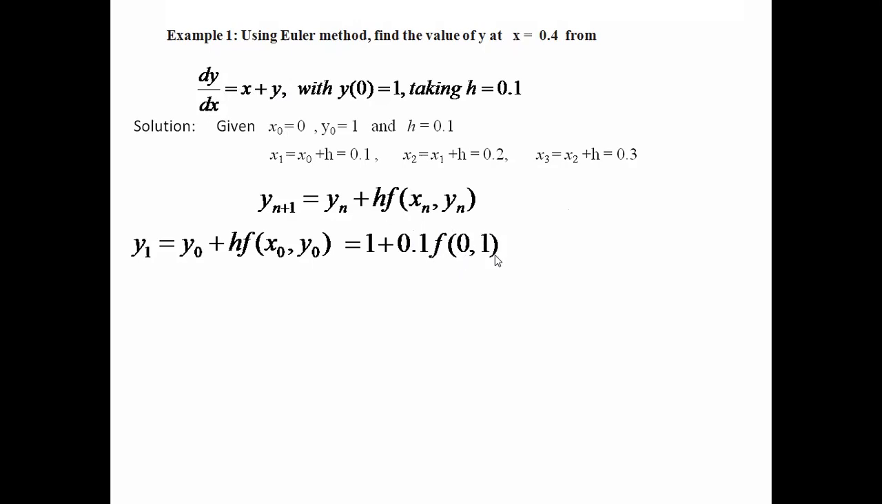So this f of 0 comma 1 is x coordinate plus y coordinate, that is 0 plus 1. So it gives 1 plus 0.1 into 0 plus 1. To simplify, it gives 1 plus 0.1 into 1, which is 0.1, so 1.1. This is the solution for y at x is equal to 0.1. The question asked to get the solution at 0.4. So I got the solution at x1, x1 means 0.1.